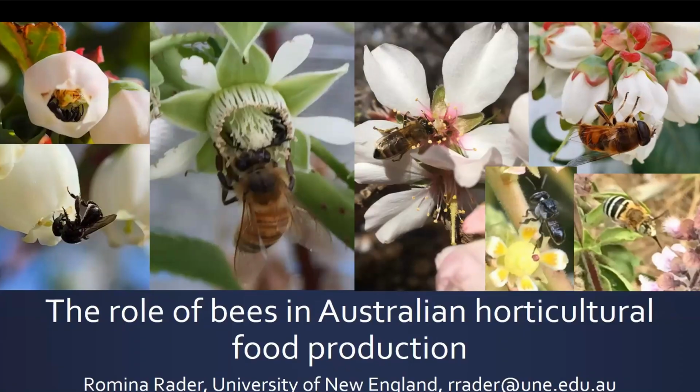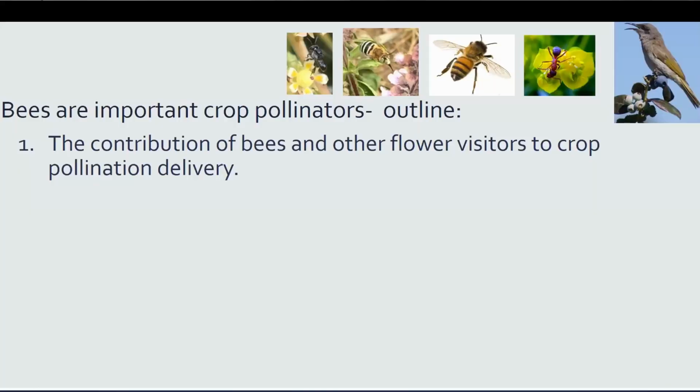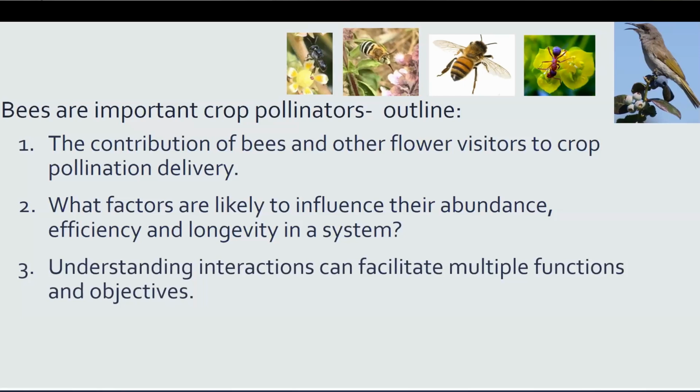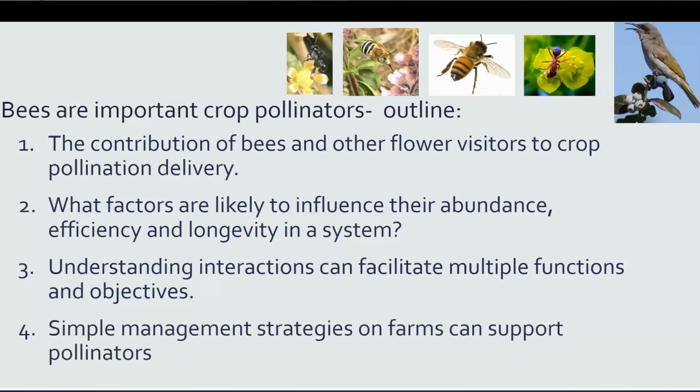Sure. My presentation today is about the role of bees in Australian food production. I thought I would first talk about the contribution of bees and also other flower visitors to crop pollination service delivery. Then I would discuss some of the factors that are likely to influence how abundant they are in a crop, how efficient they are at transferring pollen, and how to keep them in a system. And then I'd also like to discuss how interactions between plants and animals are important for getting pollination ecosystem services as well as other services in agricultural systems. And then finally, just some simple management strategies that we can do to support pollinators.